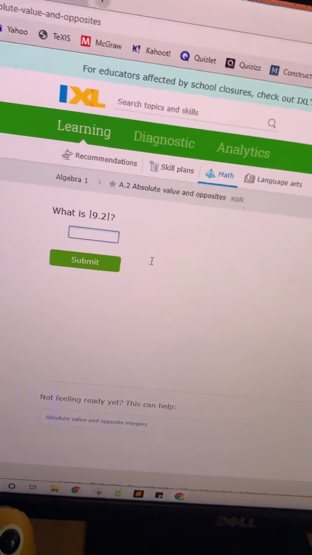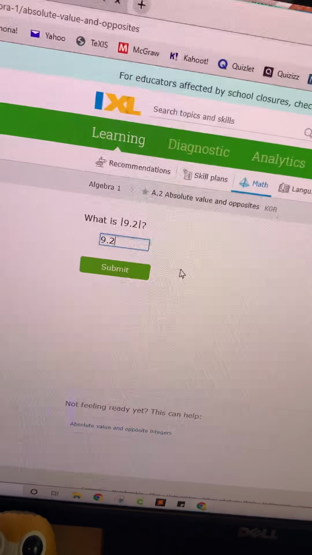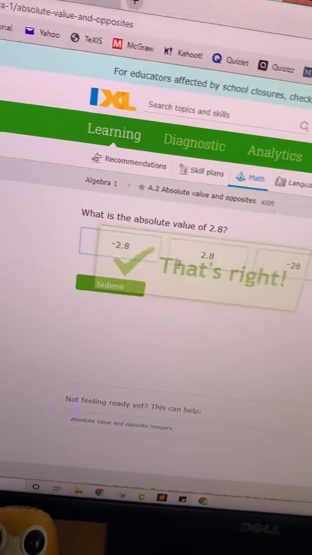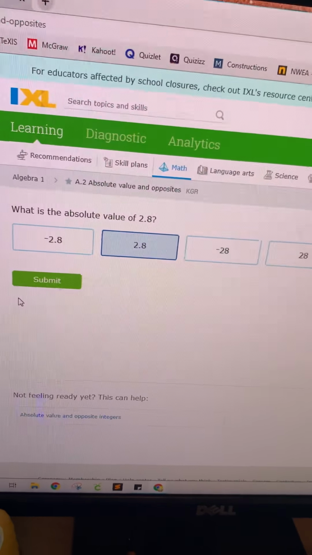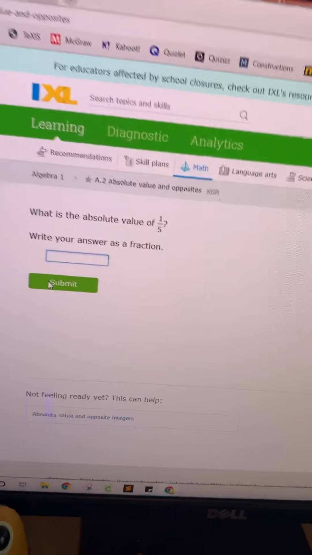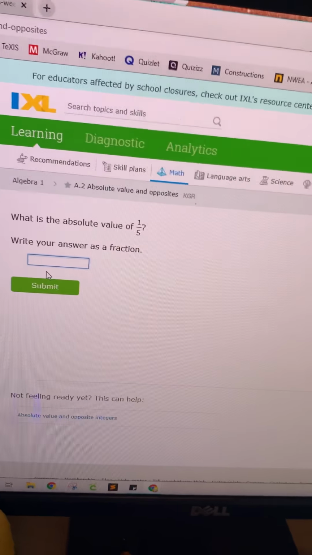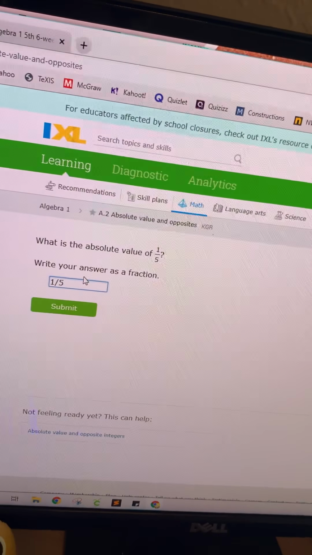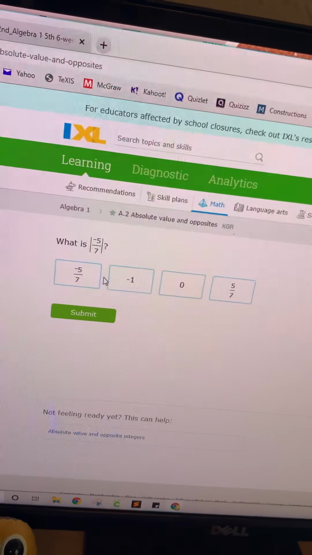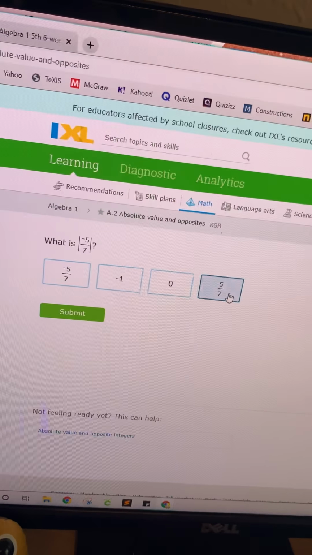All right, 9.2. Turns positive, 9.2. Absolute value of 2.8 is 2.8. Absolute values are always positive. We're going to do 1/5. +5/7.